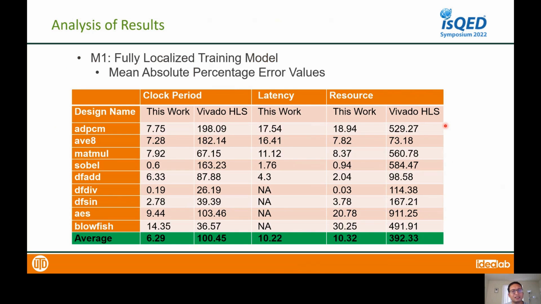These are the results. So here for the first experiment, the fully localized training method, we measured the accuracy performance using mean absolute percentage error. For your reference, I have also plotted the error reported by Vivado after the C-synthesis test. As we can see, we get less than 10% average error for all the three predicted parameters. And in some cases, we get close to zero error for clock period and resources.